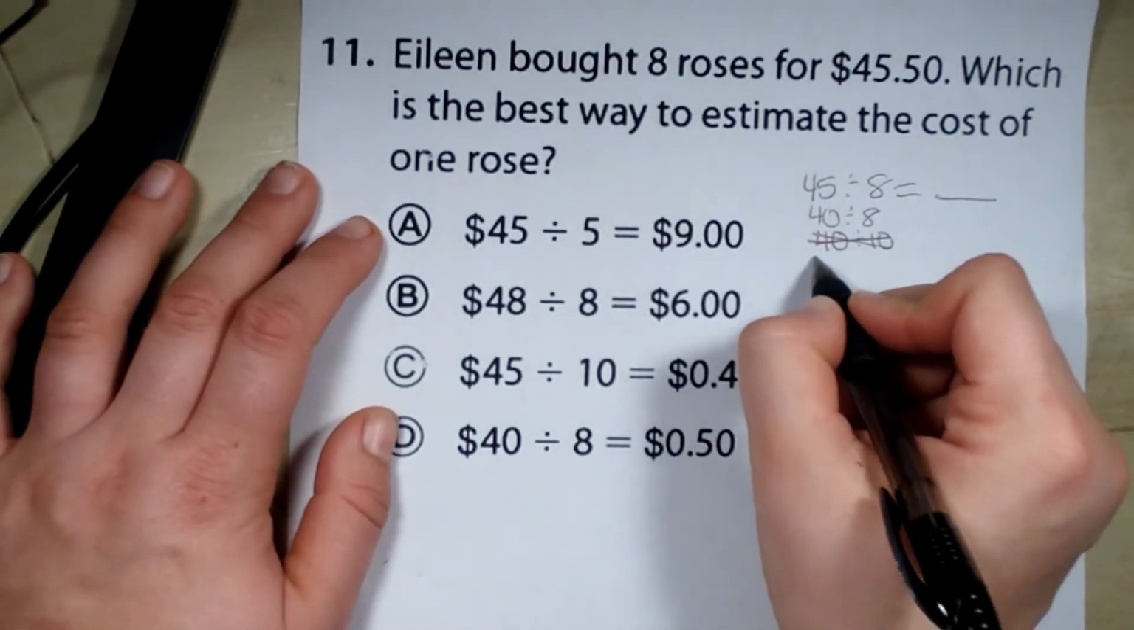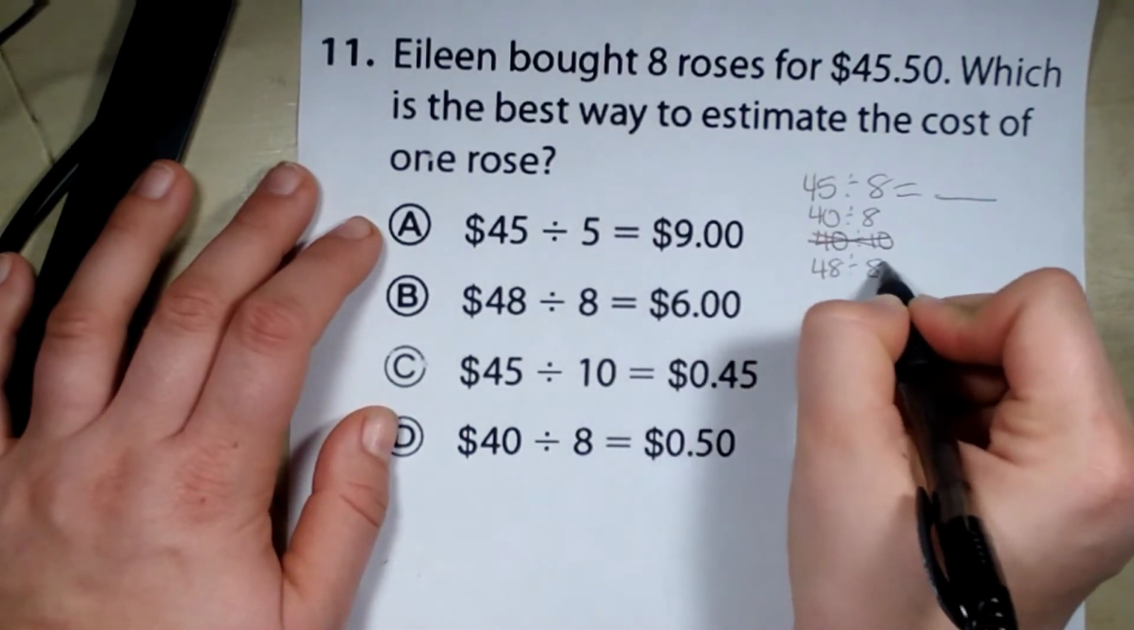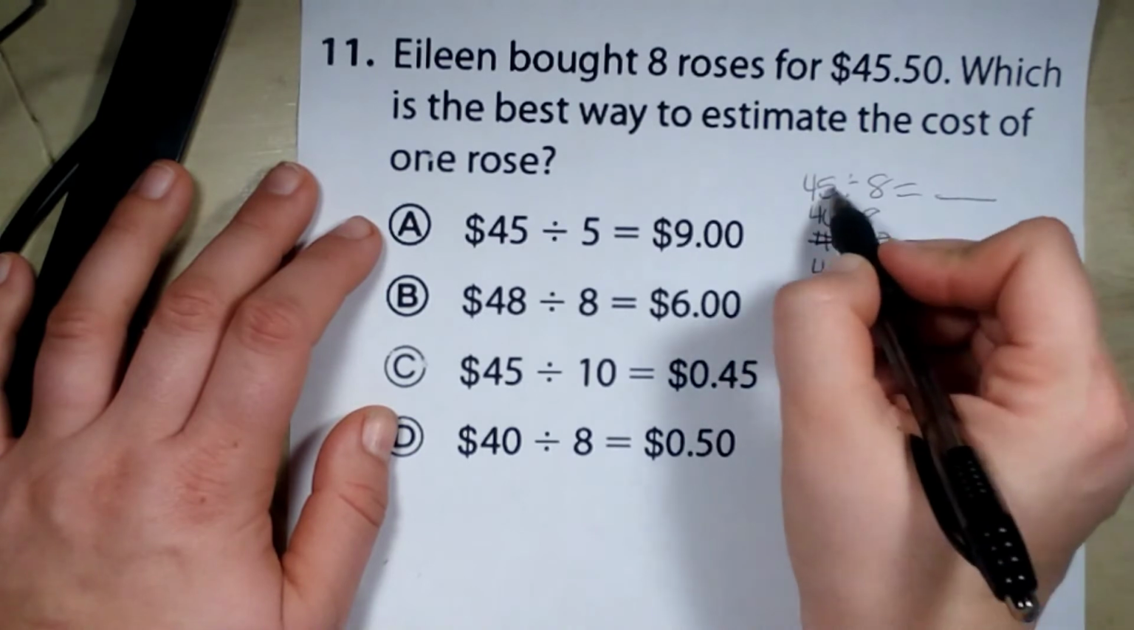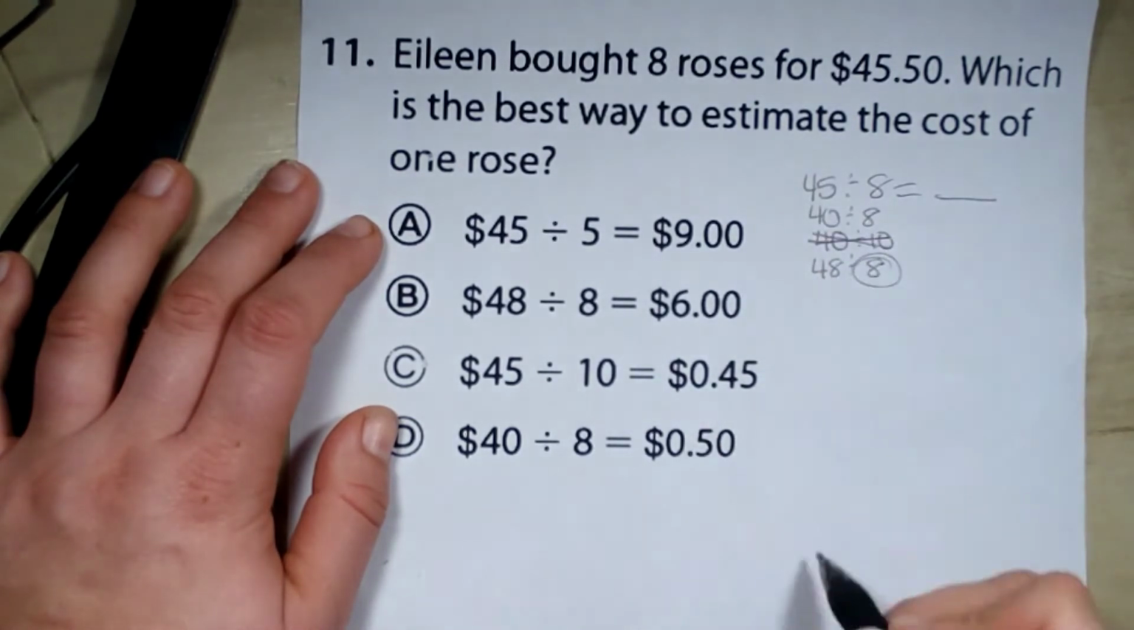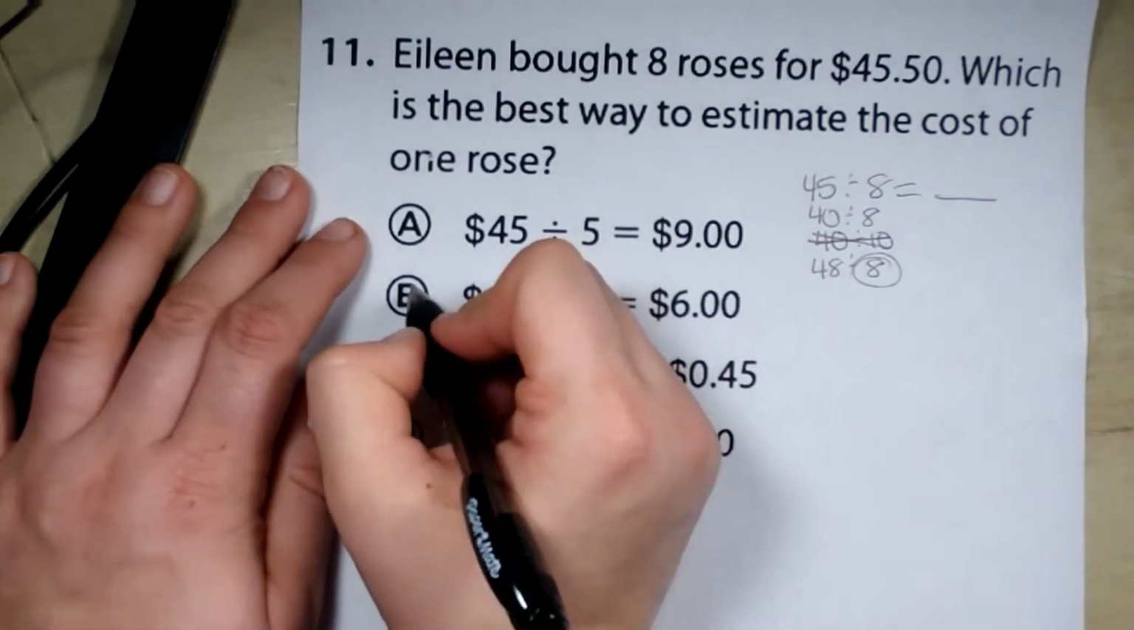I could also do 48 divided by 8. That changes my number less than going down to 40. It would only have to change by 3, and this does not have to change at all. So I would do B.